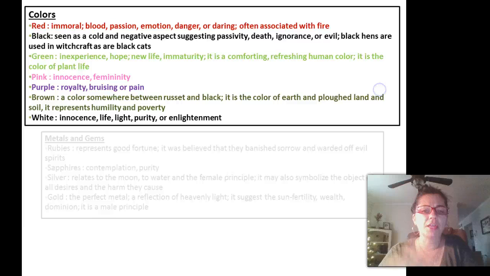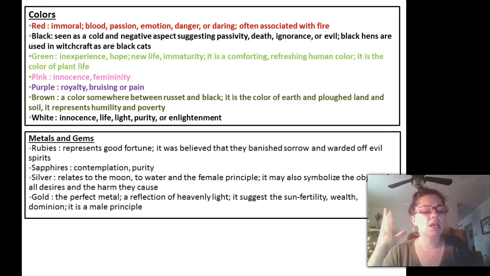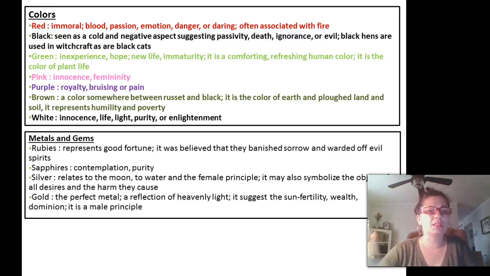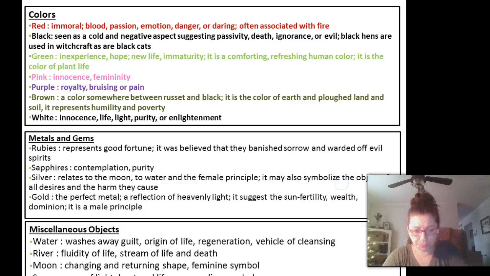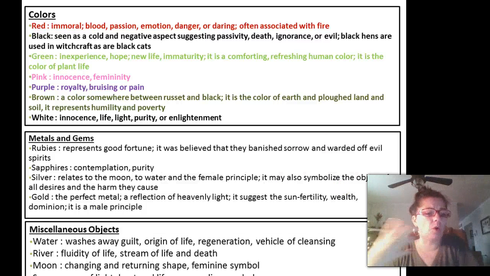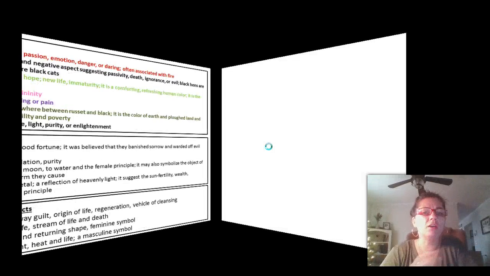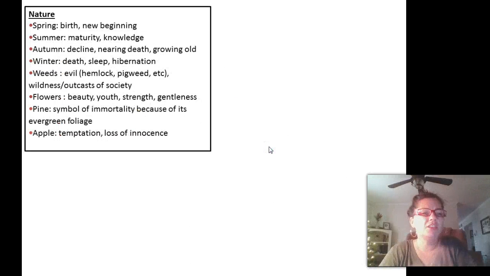Now, here's the really cool thing, and I'm going to give you a handout with all of these. Metals and gems all represent something beyond themselves as well. They're all symbolic of something. So if a poet mentions gold in a poem, you can imagine it has something to do with being perfect. It's the perfect metal. Okay, we also have miscellaneous objects. When water is used in a poem, it usually washes away guilt, so it's regeneration. River, moon. And again, I'll share all of these with you in a handout so you don't have to learn them right now.